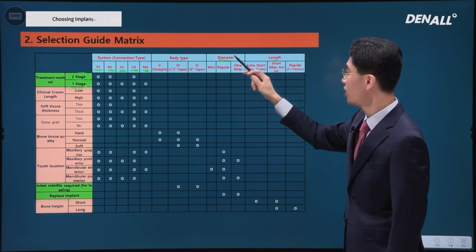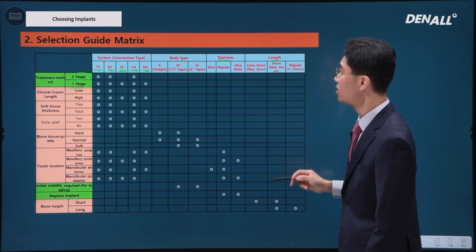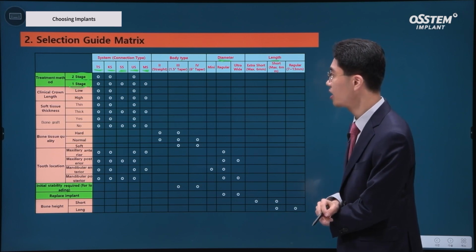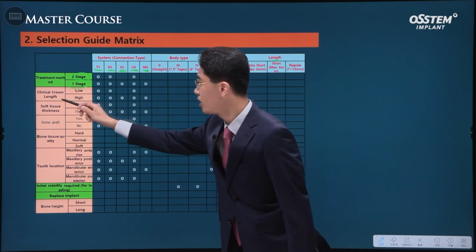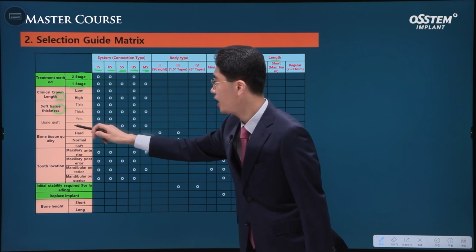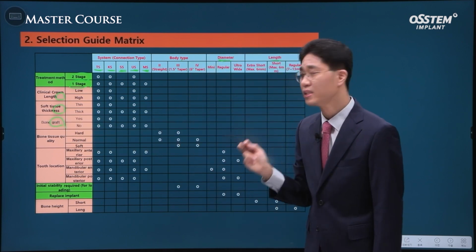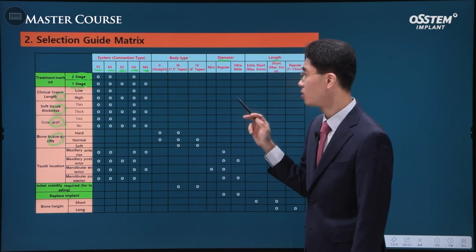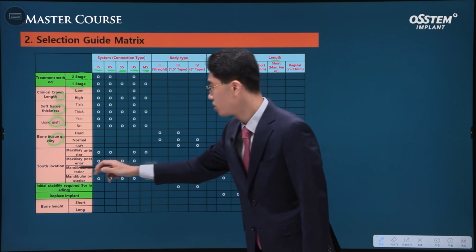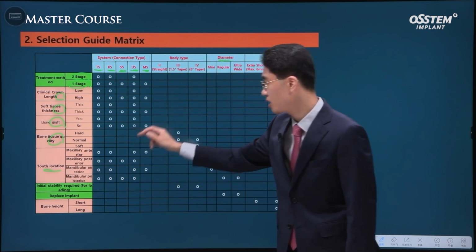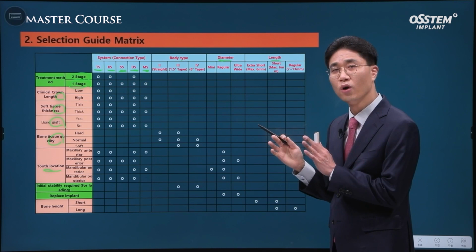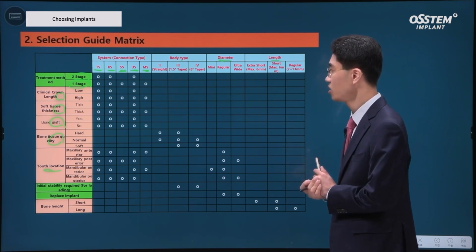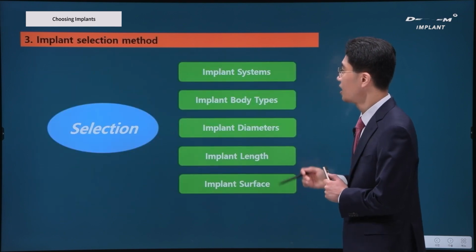Body type, diameter, length. There are many factors here, and by looking at these, we need to choose which implant would be appropriate. Crown length, soft tissue thickness, whether bone graft is done or not, quality of bone tissue, the quality of the bone, tooth location. Various factors need to be considered. After looking at all of these factors, we need to determine which implant is appropriate.